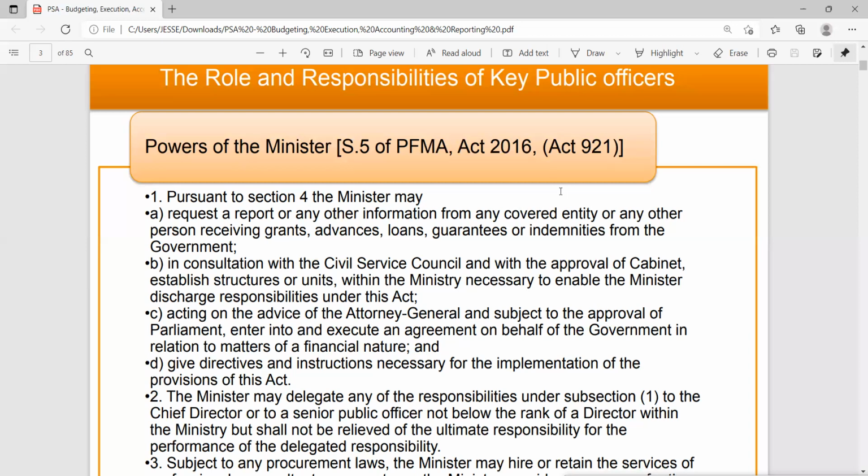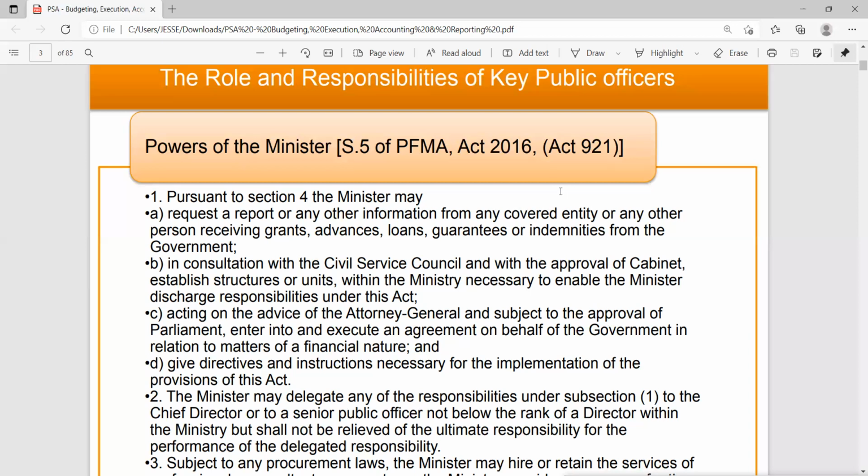Again, the finance minister does not do this alone. He or she would act on the advice of the Attorney General, and subject to the approval of Parliament, he or she will be able to enter into these agreements and execute them as he or she wills.